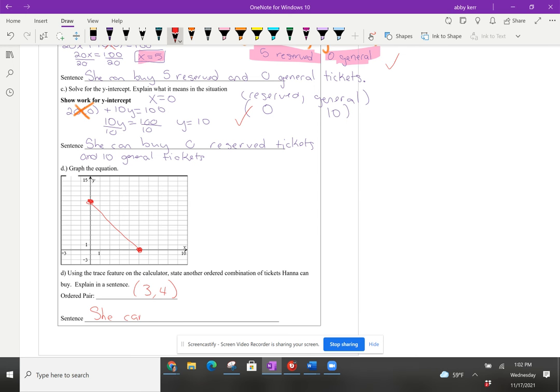So she can buy 3 reserved tickets and 4 general tickets. So that's another combination that works.